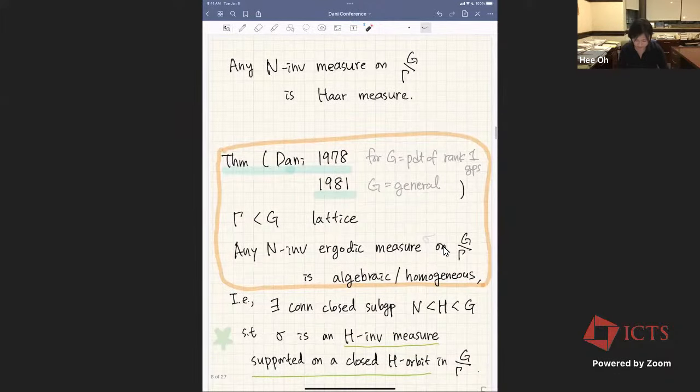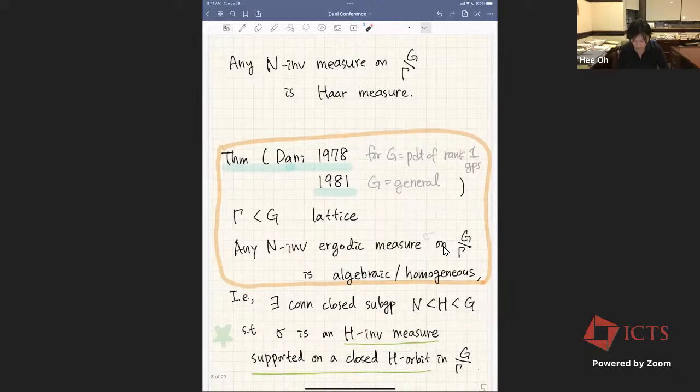Meaning that, if you denote by sigma an ergodic invariant measure for the maximal horospherical subgroup, then there always exists some connected closed subgroup H, which contains N, such that this measure sigma is an H-invariant measure supported on a closed H orbit in G mod gamma. So when gamma is not a co-compact lattice, sigma is not generally a G-invariant measure, but it is still an H-invariant measure supported on some sub-homogeneous space of G mod gamma.